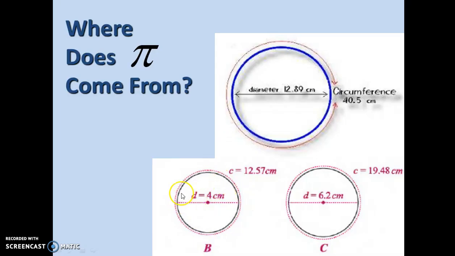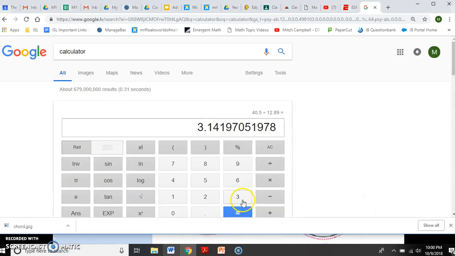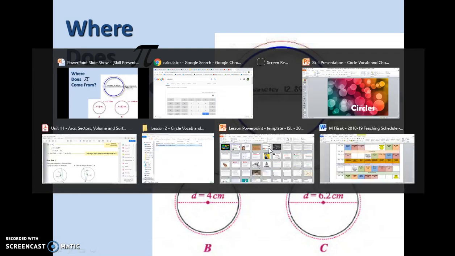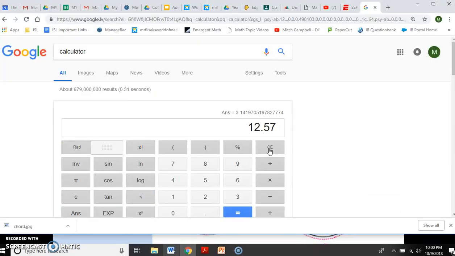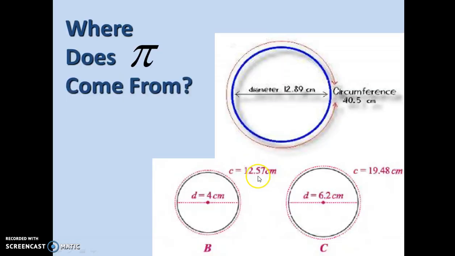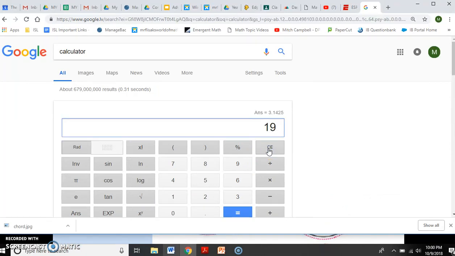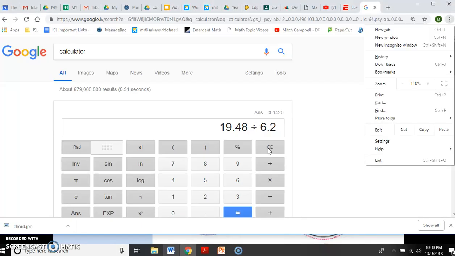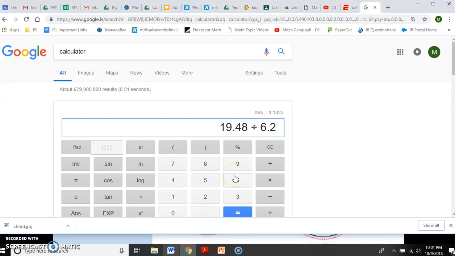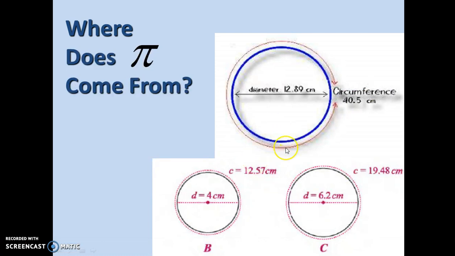Well, let's try another one here. Here's another circle. The circumference is 12.57 and the diameter is 4. Let's see what we get. 12.57 divided by 4. Oh, 3.14 again. All right, and this last one, 19.48 and 6.2. 19.48 divided by 6.2. Are those the right numbers? Yeah. And 3.14 again.